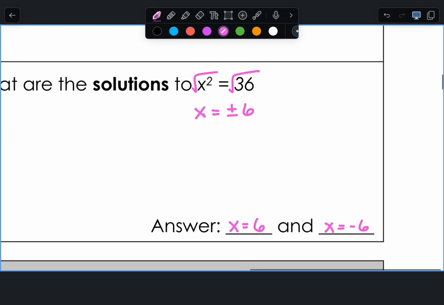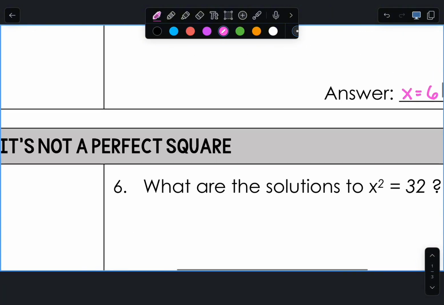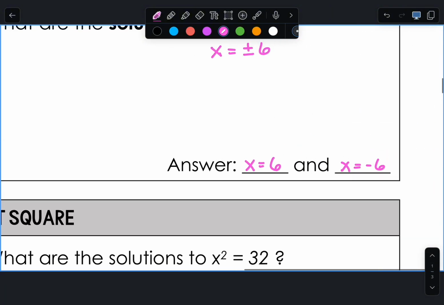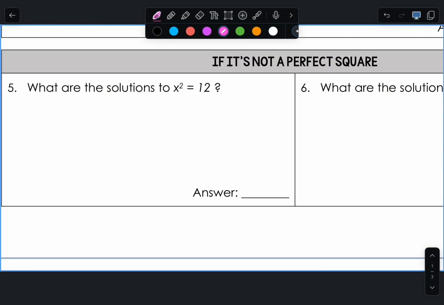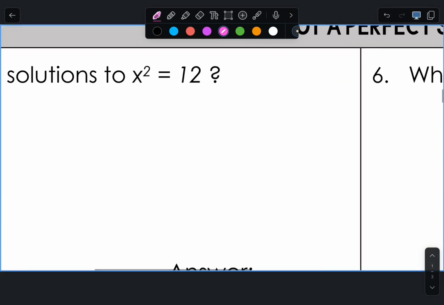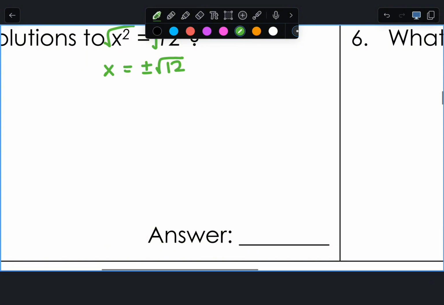Number 5. Wait, so that's it? Oh, I guess more difficult. Of course it does. What if it's not a perfect square? No. We just talked about it. You keep it under the square root. So x is equal to positive, negative, square root of 12. You could write that answer that way. X is equal to positive negative square root of 12.